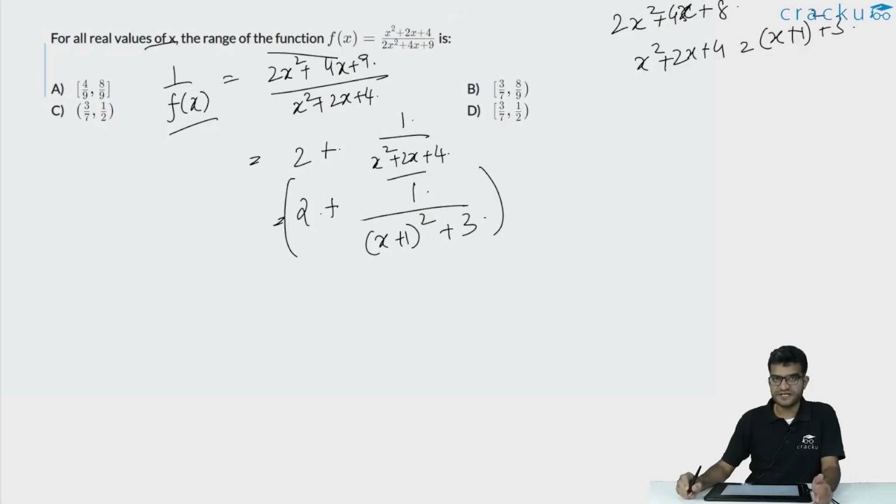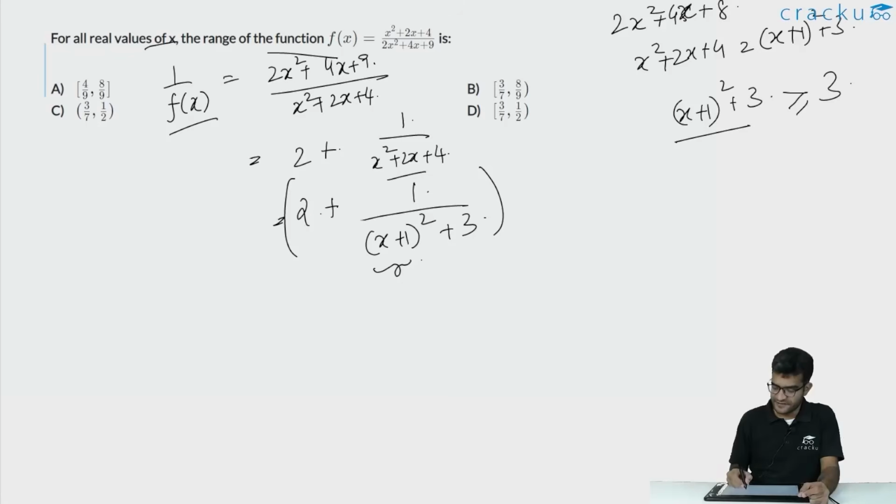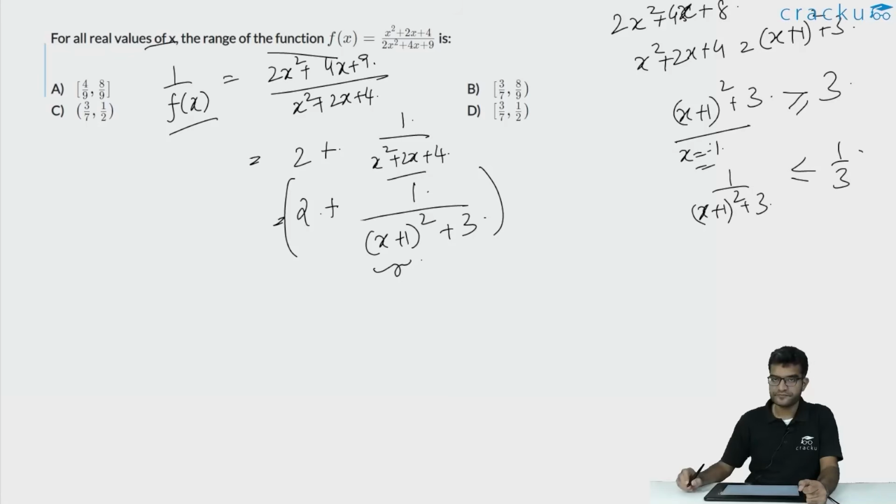The range of this function is dependent on the value of x. Now if you are just considering x plus 1 whole square plus 3, it is always greater than or equal to 3, and it is going to equal 3 when x is equal to minus 1, because x plus 1 whole square is a perfect square. So 1 by x plus 1 whole square plus 3 is always less than or equal to 1 by 3.